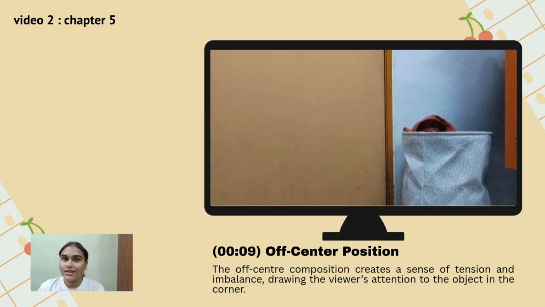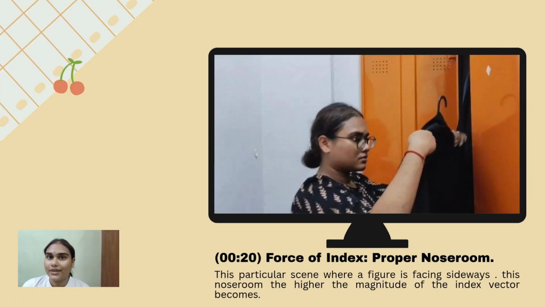Off-screen composition creates a sense of tension and imbalance, drawing the viewer's attention to the object in the corner. So this placement makes the scene feel more natural and less staged, reflecting everyday life or unnoticed moments, and placing the subject off-screen center also makes the image more dynamic and engaging, so it will blow people's minds.